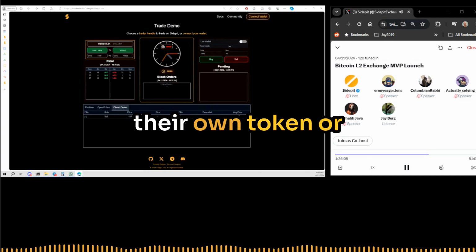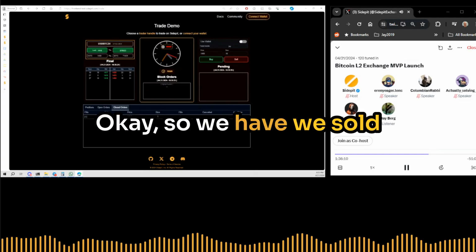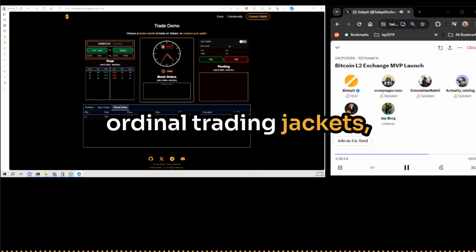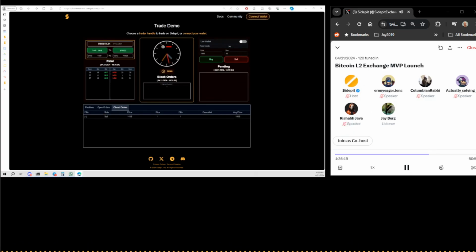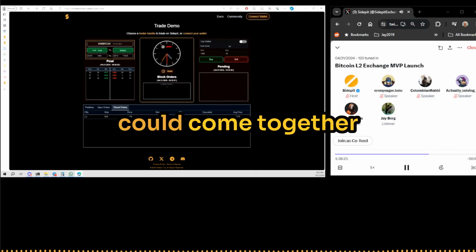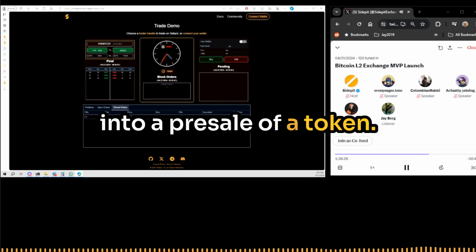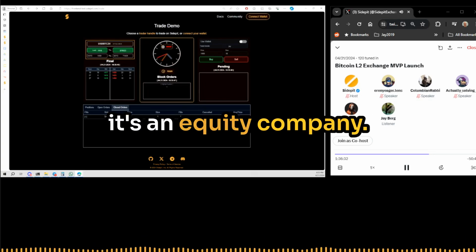Are they going to launch their own token or just the platform? Okay, so we're selling ordinal NFT trading jackets. To get into the trading pit, you need to buy a jacket, and all the jacket holders could come together and decide if they want to turn their jackets into a pre-sale of a token. There's nothing we can do about it, but we're like a real company, and it's an equity company.